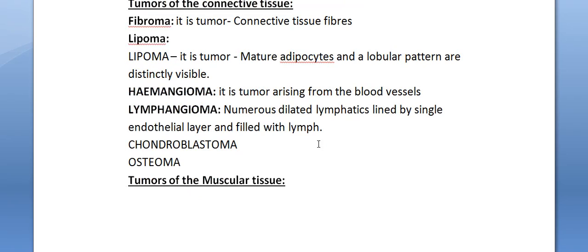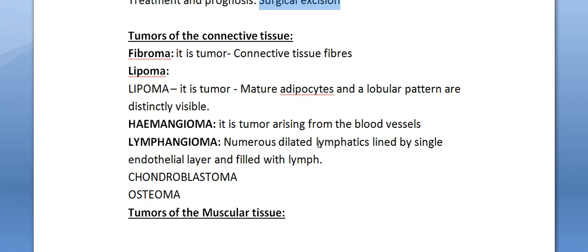Moving on to the tumors of the connective tissue. Fibroma is a tumor arising from connective tissue fibers underlying the mucous membrane. Lipoma is a tumor arising from adipocytes, the fat storing cells. A lobular pattern is there. It appears like some mouse is underneath the carpet. We can make out, right? Like that, the carpet is the red colored mucous membrane, and underneath that some mouse is moving. Like that it appears. Lipoma.